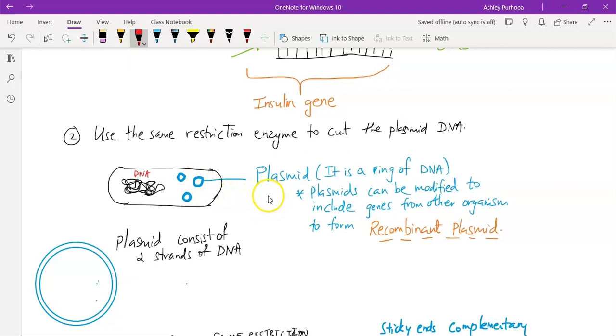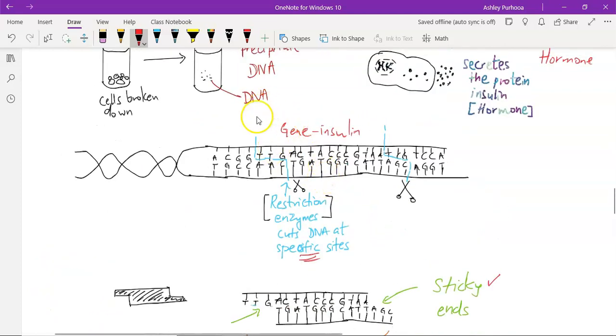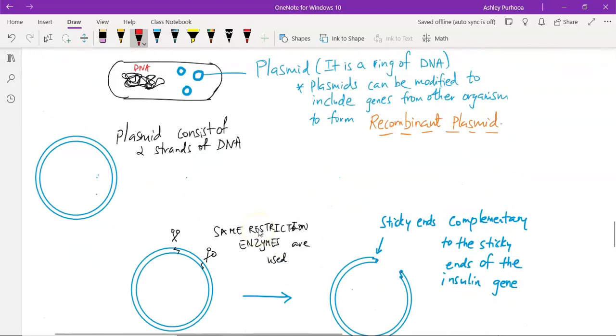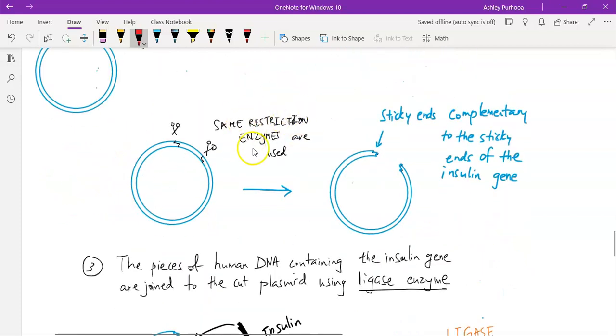In step 2, we use the same restriction enzyme to cut the plasmid DNA. Above here, we've used a restriction enzyme. We know they're super specific. They cut only at specific points on the DNA, at specific sequences on the DNA. We use the same enzyme, and we extract the plasmid from the bacteria. All right, we use the same restriction enzyme. Chop, chop, we cut it here. And what you see, once we remove that piece from here, is that you also have sticky ends on the plasmids, right? Now, guess what?